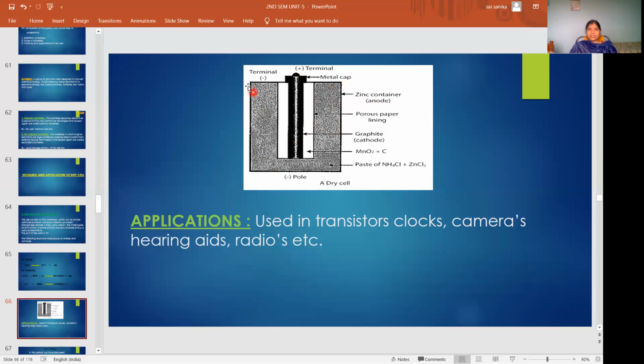Okay, this is the structure and construction of the dry cell. Very simple. So the container made up of zinc will act as anode. Here with a cap in the middle, the graphite rod or carbon rod will be acting as cathode. It is surrounded by manganese dioxide and carbon powder. And here the paste of ammonium chloride and zinc chloride will act as electrolyte.